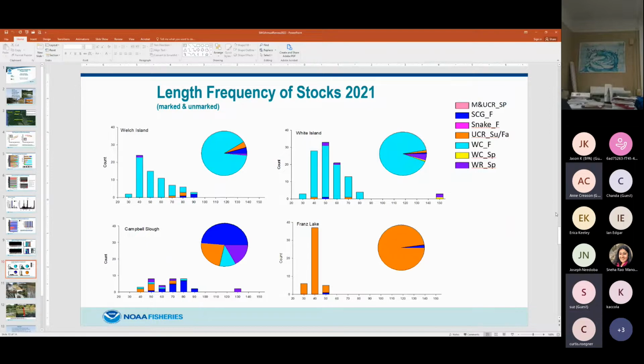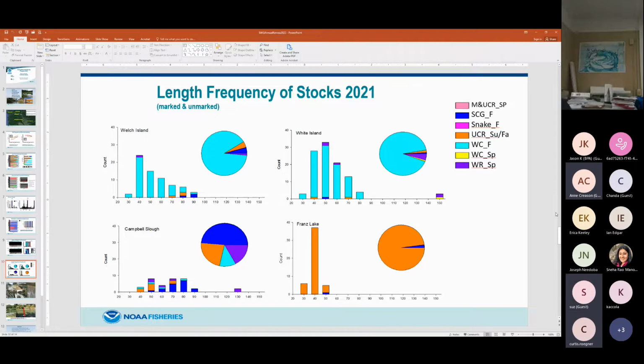Welch and White, once again, West Cascade Falls dominant, but then it gets a little more interesting when you look into the Campbell Slough and Franz. Campbell Slough is very similar to previous years. As you see, with all the sites, as the fish increase in size, you generally see more different stocks. You definitely see more diversity in stocks, or multiple stocks encompassing the sample.